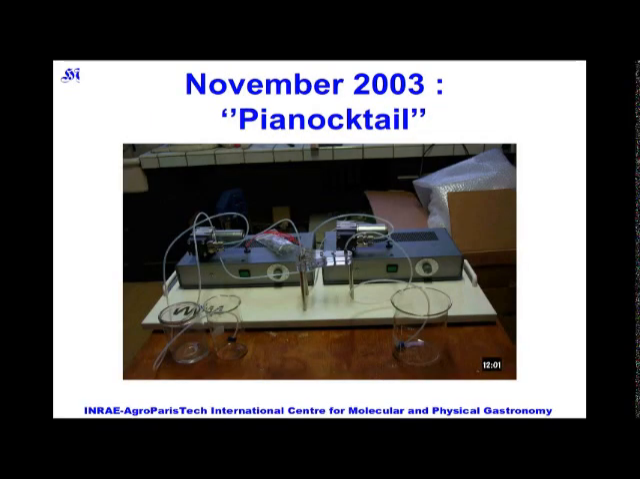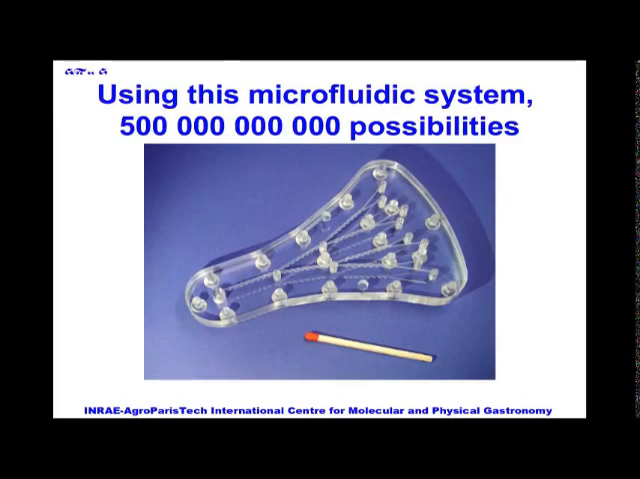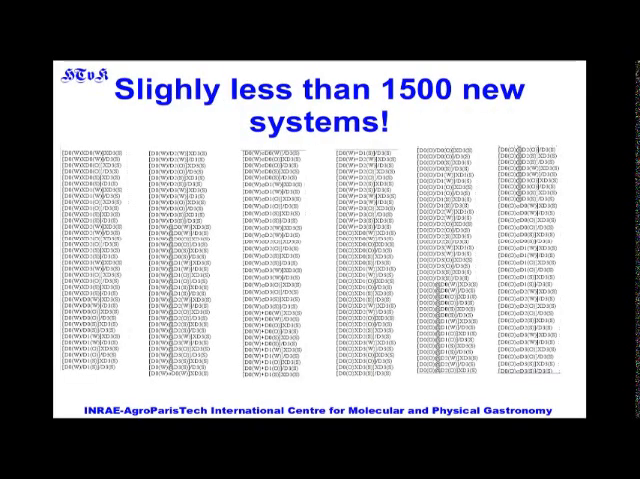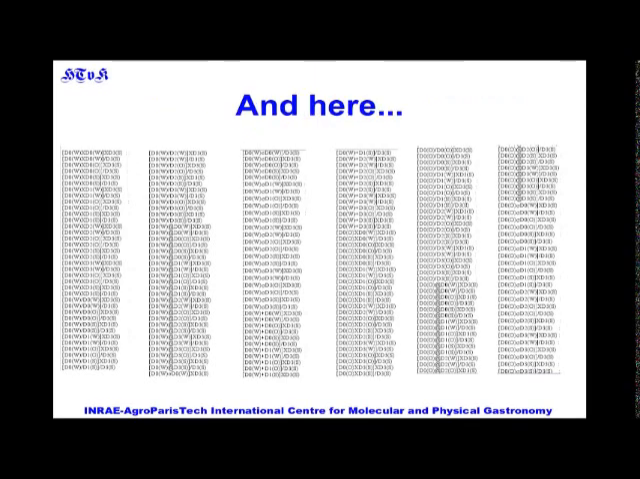And you can drive everything, the pumps, with a computer, and you can make cocktails, you can make dishes. Indeed, in 2003, we produced the Pianoctel. Pianoctel is a system at the core, a complex microfluidic system, and you can produce 500 billion possibilities. So you see, very powerful. Now, how many gels? This is a question. Remember that we wanted to produce gel, so I made a small computer program, and for the simplest gels, there are a limited number. For more complex gel, you see more than 1,000 new systems.